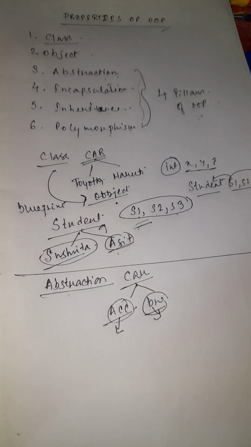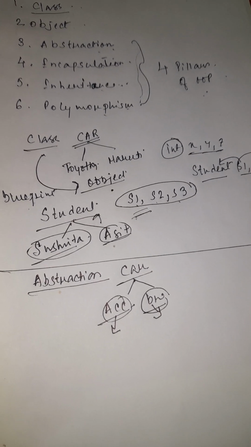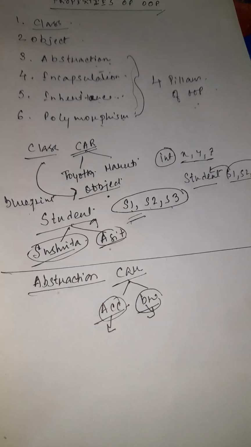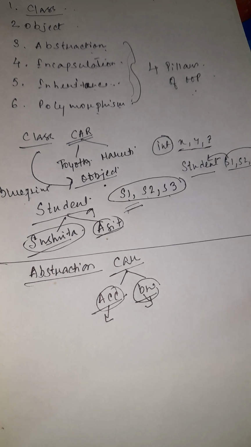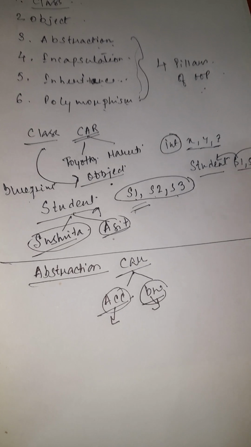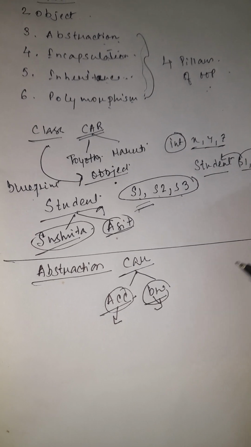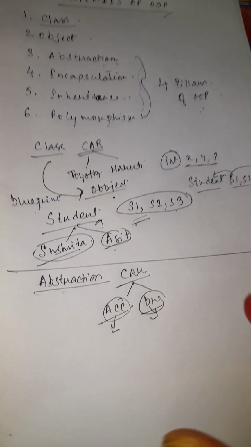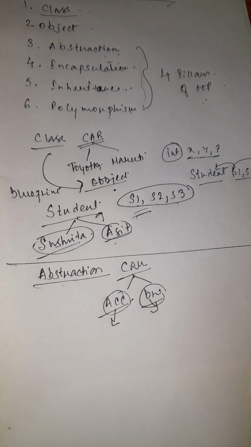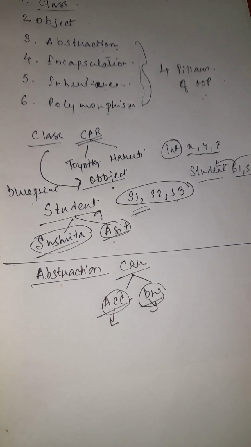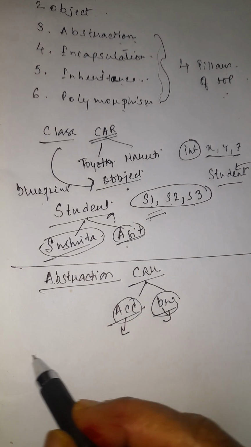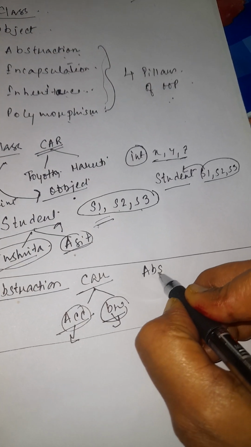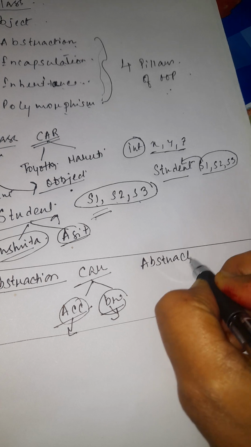But how the accelerator performs to increase the speed, and the mechanism of the brake to stop the car, is not important for a driver to know. Clear? So this part is known as abstraction. What the mechanism is, what the core part is, is not an important part to drive the car. That part is known as abstraction.